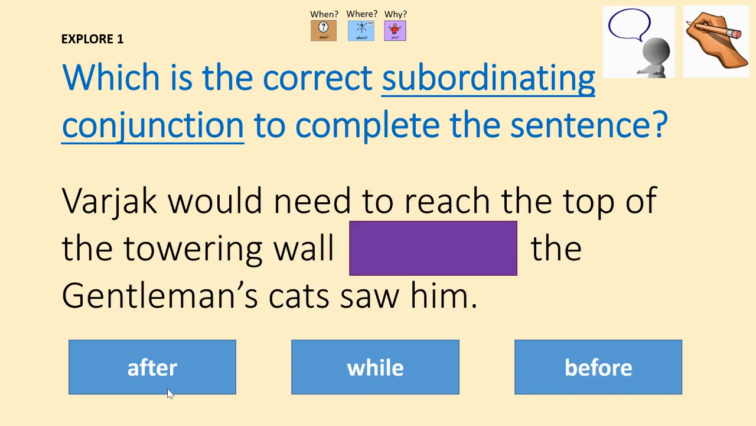Okay, which is the correct subordinating conjunction to complete this sentence? Varjak would need to reach the top of the towering wall. The gentleman's cat saw him. Okay, so here are your three subordinating conjunctions. Make sure you try all three. After, while, before. Do that now. Press pause.